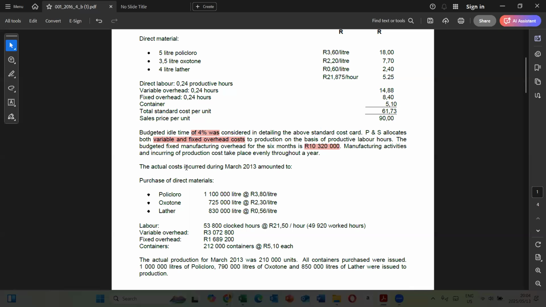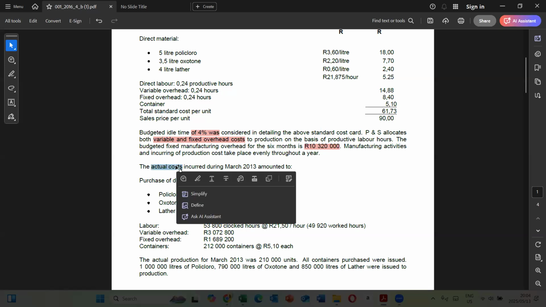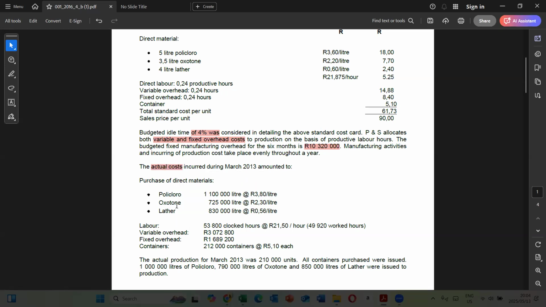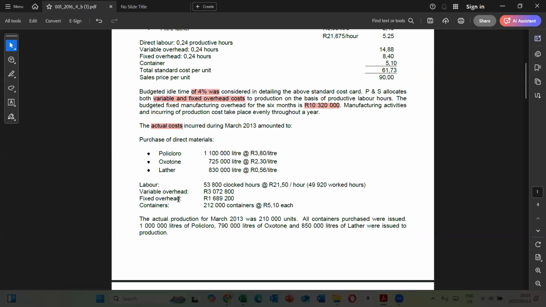The actual cost incurred during March 2013 amounted to purchase of direct material. So we have polychloro, you see these are the actual costs that they incurred. And then oxytone, and then leather is there. Then labor, we have 53,800 clock hours, and then they worked this. Then variable overheads, 3,072,800. Fixed overhead is that, per container there.